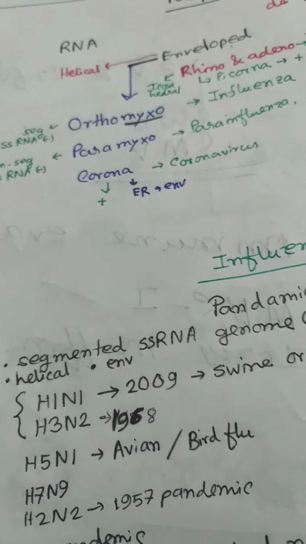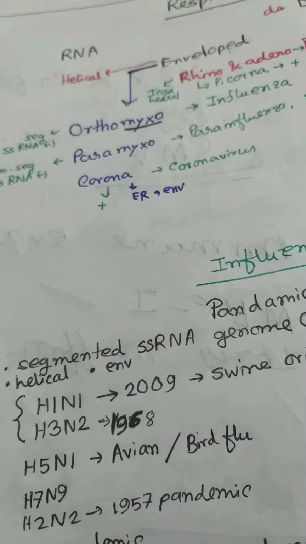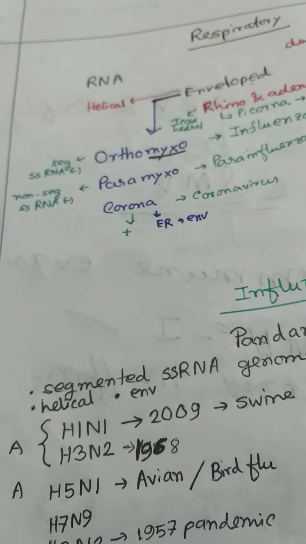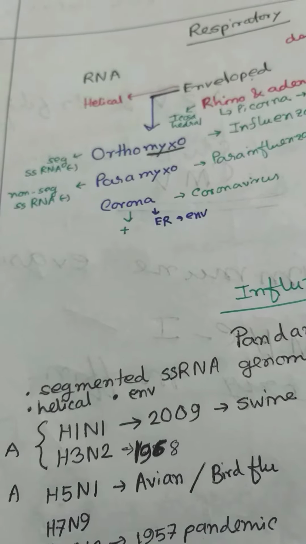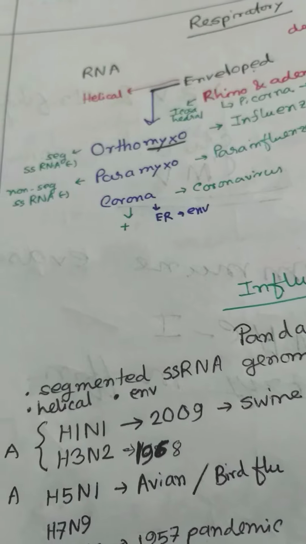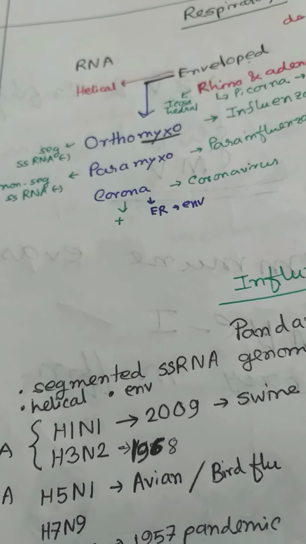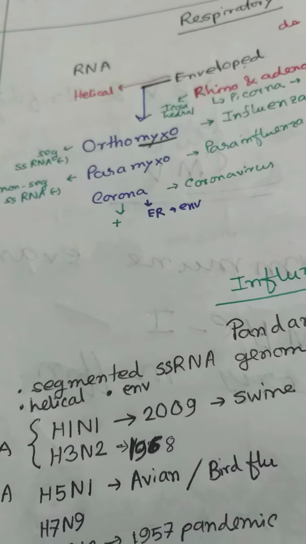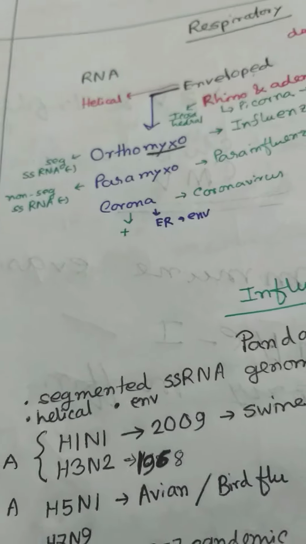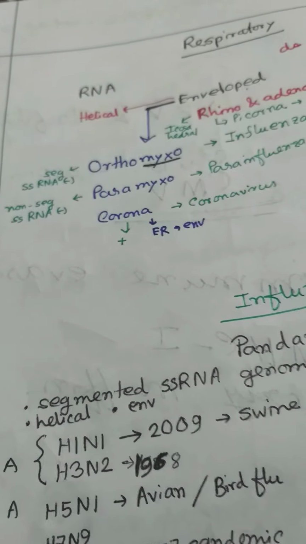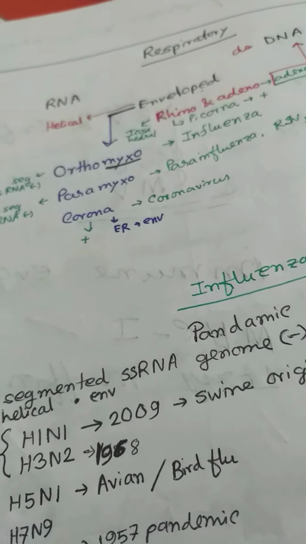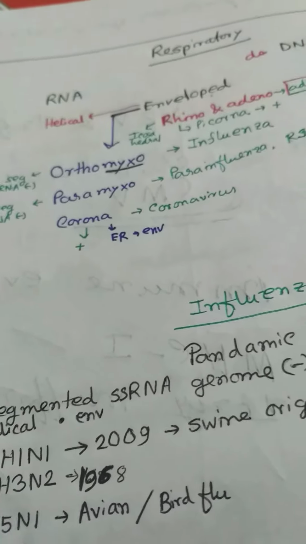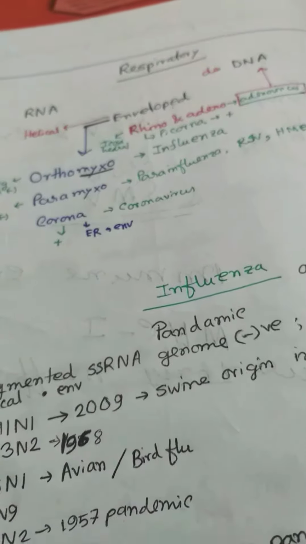The coronavirus family has positive-stranded, non-segmented, single-stranded RNA. And coronavirus gets its envelope from the endoplasmic reticulum of the host cell. The rest of the respiratory enveloped viruses get their envelope from the cell membrane of the host cell. So only orthomyxo and paramyxovirus have negative polarity RNA, and coronavirus and rhinovirus have positive polarity RNA, and the only DNA virus is adenovirus.